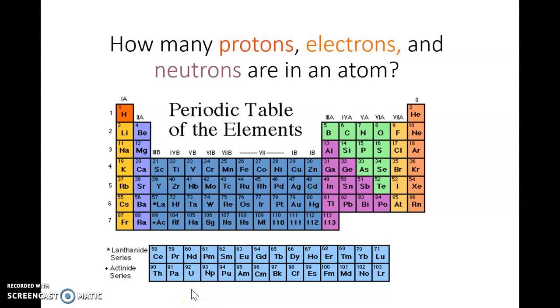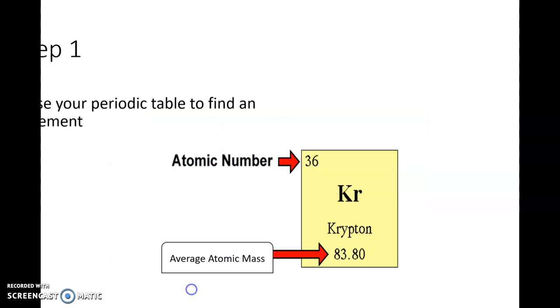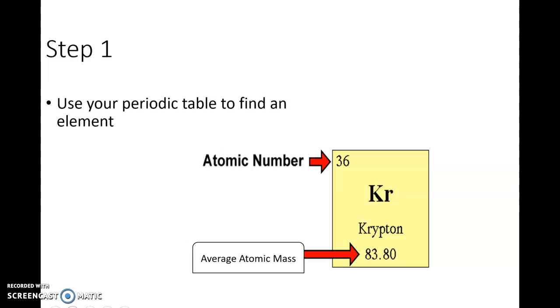Hi guys, I'm here with a quick 5-minute review on how to find protons, neutrons, and electrons from the information that you find on the periodic table. So here we go. The first thing that you always want to do is to take a look at the information that you have from the periodic table, and you'll look inside the boxes and you have the symbol for the element and the name of the element.